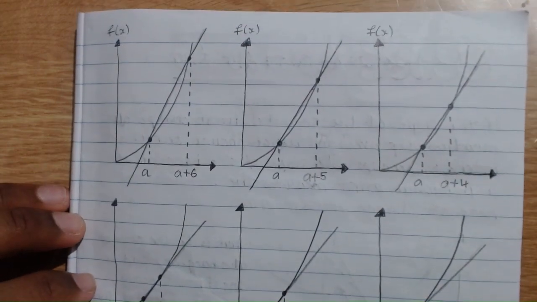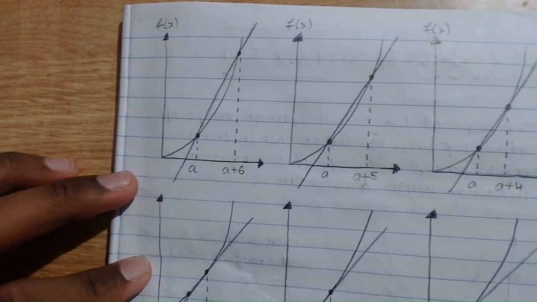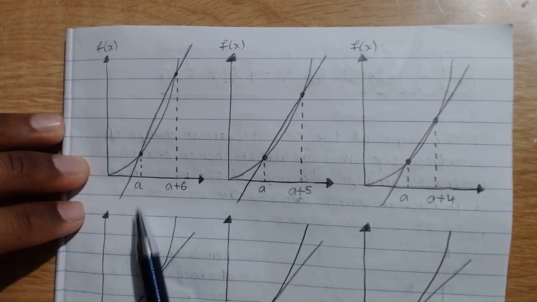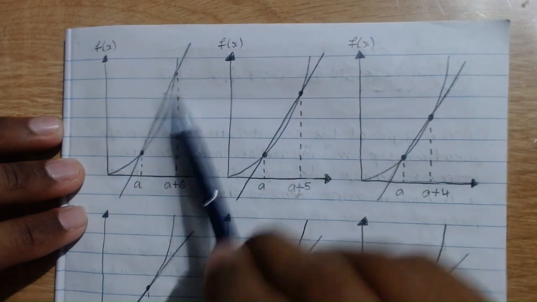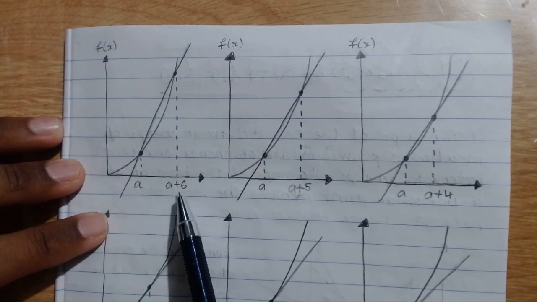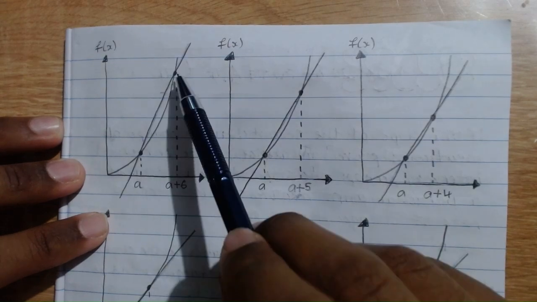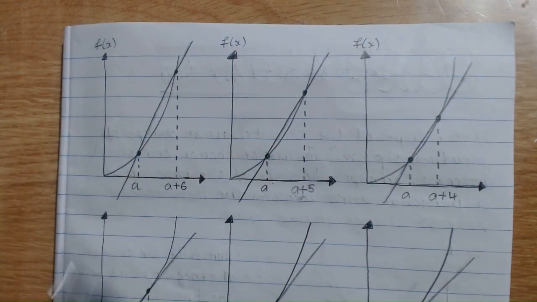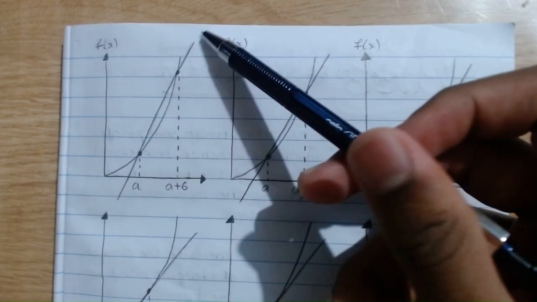So I have a bunch of graphs here, and this is leading on. Remember, we're asking ourselves, what if we brought these 2 points closer and closer? So I have a curved graph here. It doesn't matter what graph it is, but it is some curved function f of x. I've drawn 2 points. The x value of the first point is a, and the x value of the second point is a plus 6. I haven't marked the corresponding y values, but it's not that important. What's important is that we note that I've drawn a secant to this curve, and we note the slope of this line.